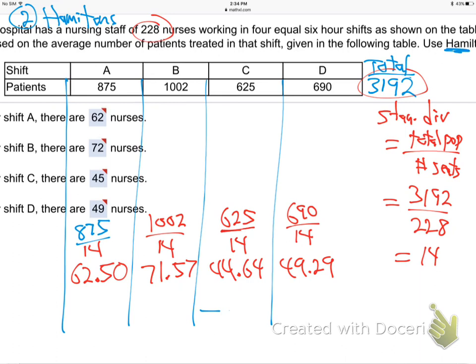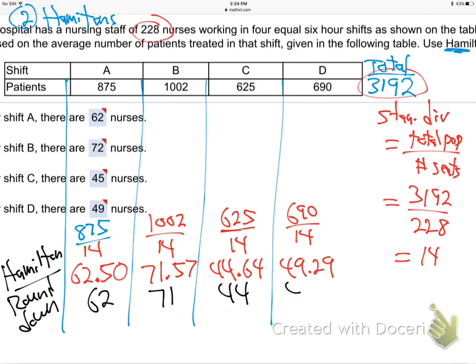So I guess I need 2 places. Okay. So anyway, Hamilton says round down. So round them all down at first: 62, 71, 44, 49, right? Add them up. See how many seats you got. Give the extras to the highest decimals. What do we got there? 3, 7, 6. Oh, some kind of 6.